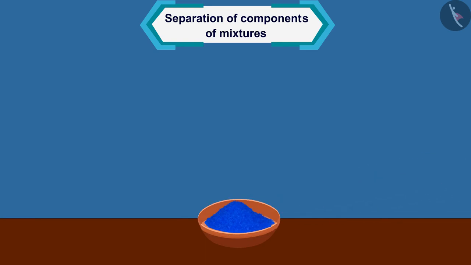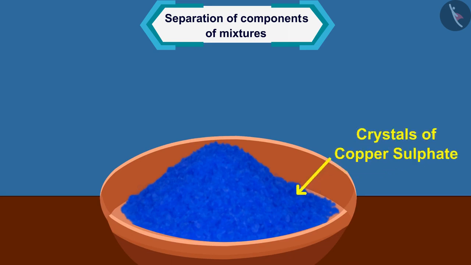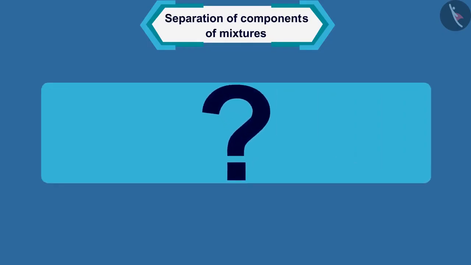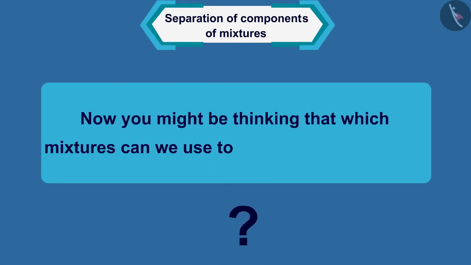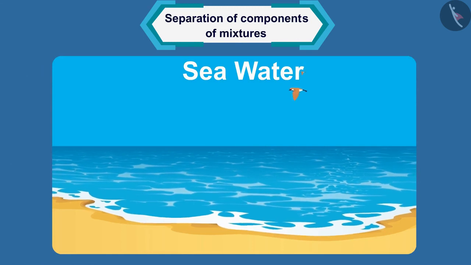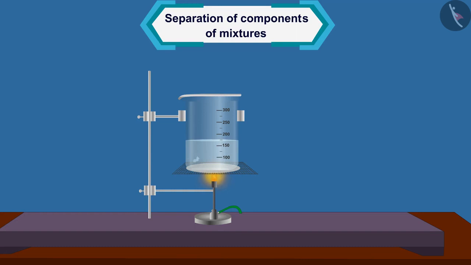What do you see? We can see that there are crystals of copper sulfate in the ceramic cup. This process is called crystallization. Now you might be thinking, which mixtures can we separate by using this process? We can use crystallization to purify salt. For example, when receiving salt from seawater, it may contain many impurities. The crystallization method is used to remove these impurities.